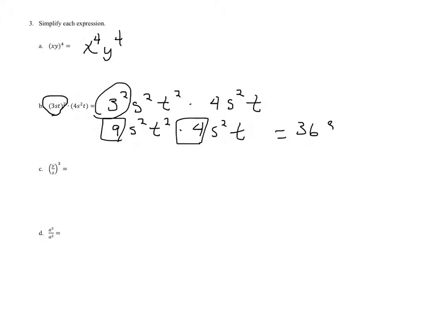We now have 4 s's and 3 t's, because this is raised to the first power, so I'm going to add my exponents. C says I have to raise both the numerator and the denominator to the 3rd power, and I'm done with that. So it's y to the 3rd over z to the 3rd. And D says I have to just subtract my exponents, so it's a to the 5 take away 2, which will be a to the 3.